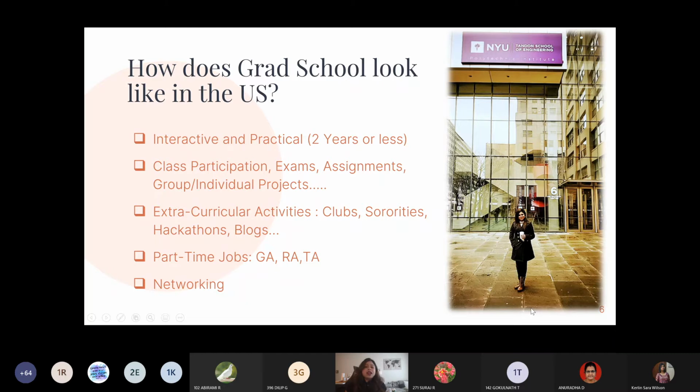So it's pretty different from what we have in India. It is extremely interactive and practical, meaning your grading starts from day 1. The professors are going to observe you, they're going to know your name, so you should participate. It's going to be interactive. Anything that's taught to you is expected to be productive, and they expect you to apply it to the things that you would essentially do, like projects or whatever. So it's going to be very interactive.